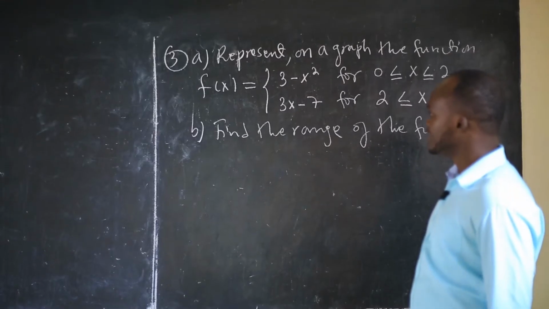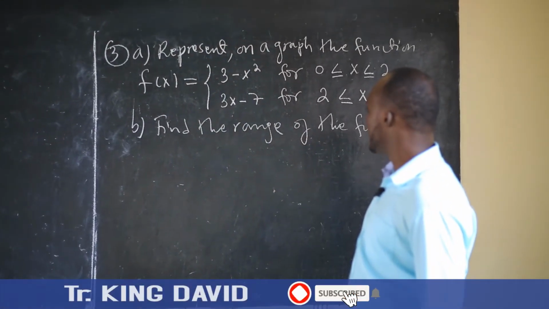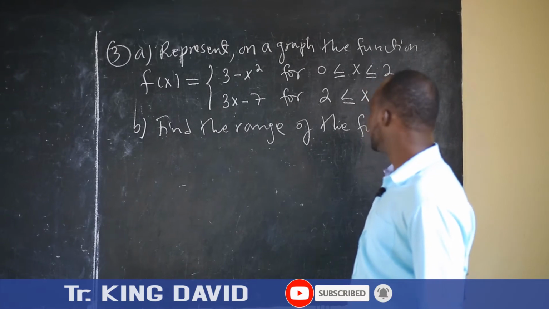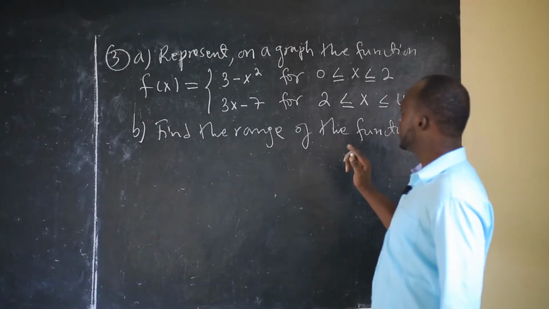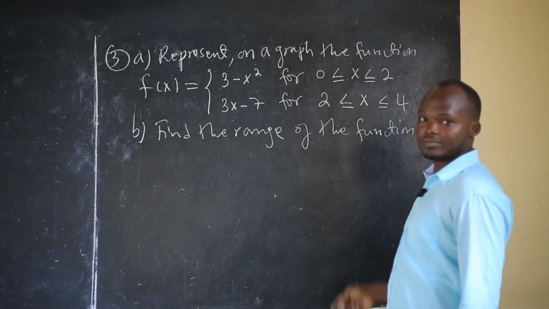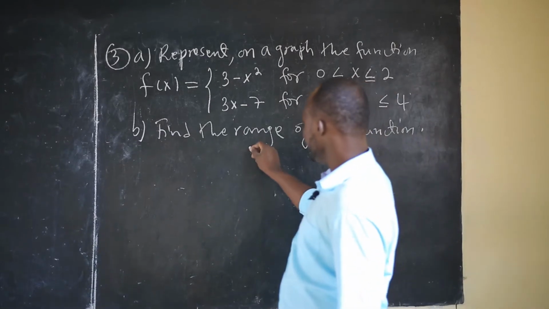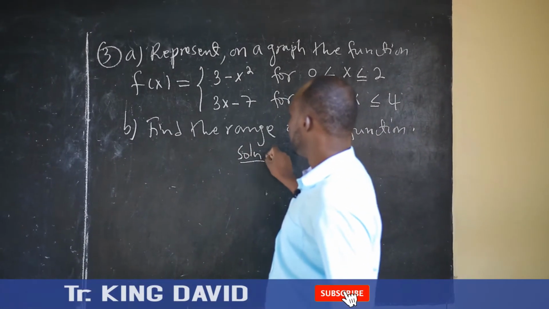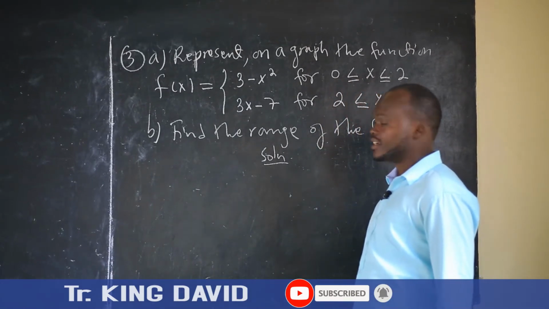Number 3 is saying that we represent on a graph the function f of x. That means we are going to sketch. We have a function with different domains: from 0 to 2 and 2 to 4. So find the range of the function. After representing that function on a graph, you will get the range.